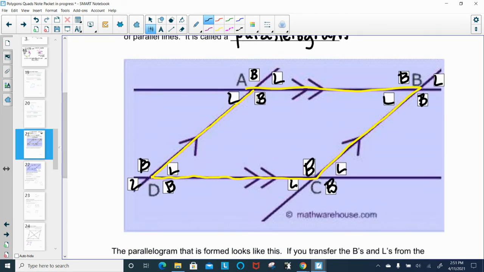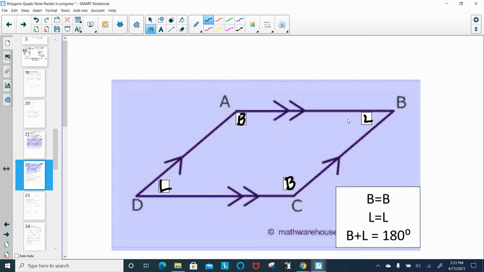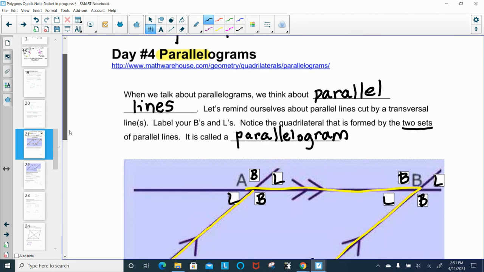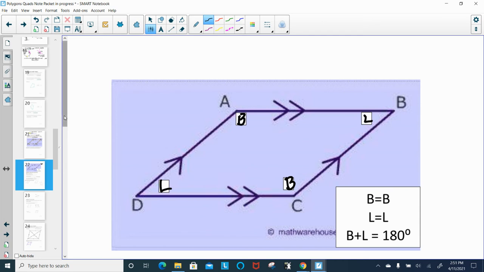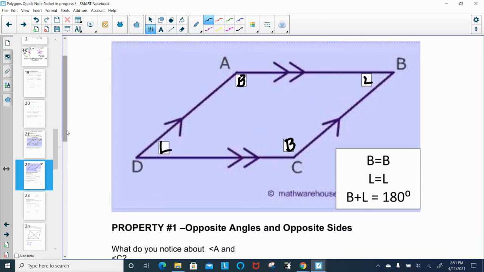So this was in the upper left corner. This was in the upper right corner, a B and an L. So I put them there, upper left, upper right. And then I'm going to take the lower left, that's an L, and a B. And I'm just going to transfer those letters over to this picture. I like this picture better because it doesn't have all that extra stuff in it. It's a little less complicated. So we're going to talk about some properties.